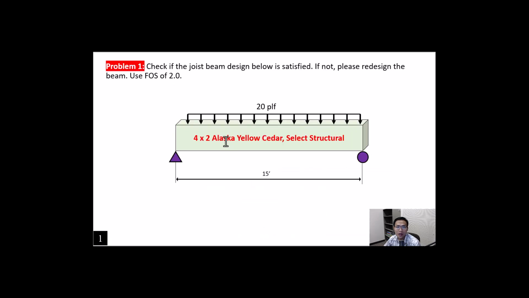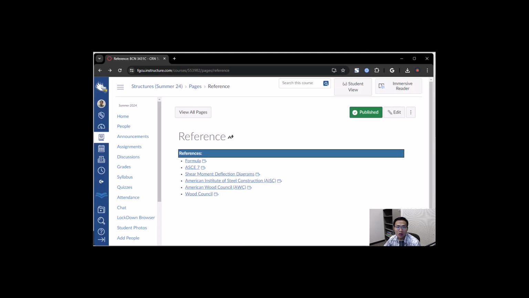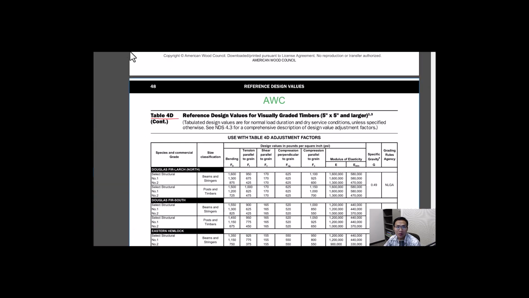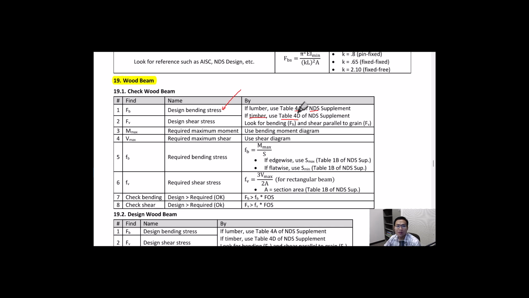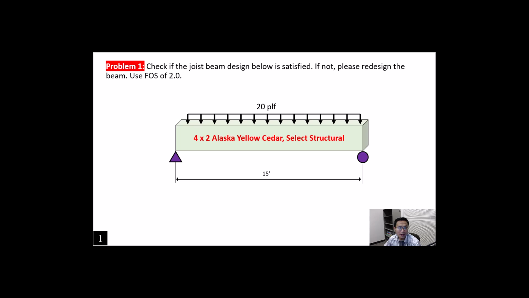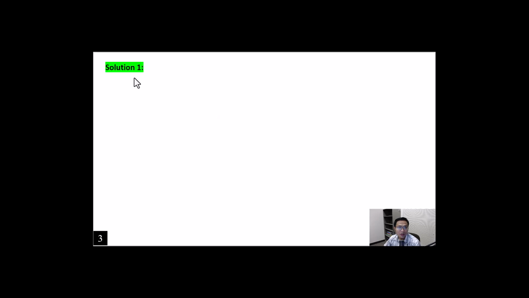Because the question we have is lumber. This one is 4 by 2, that is a lumber. So we need to check Table 4A. All right, so let's find Fb. So first of all, step 1, we need to find Fb.